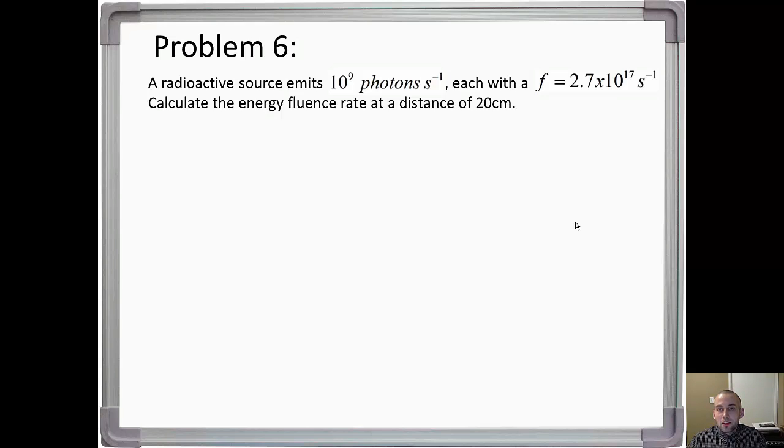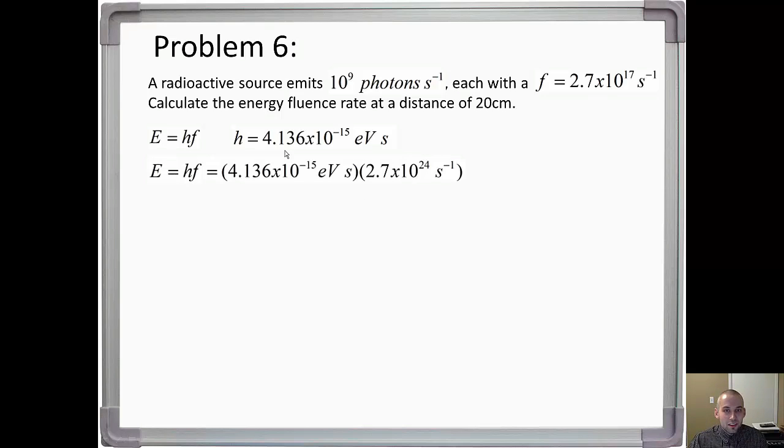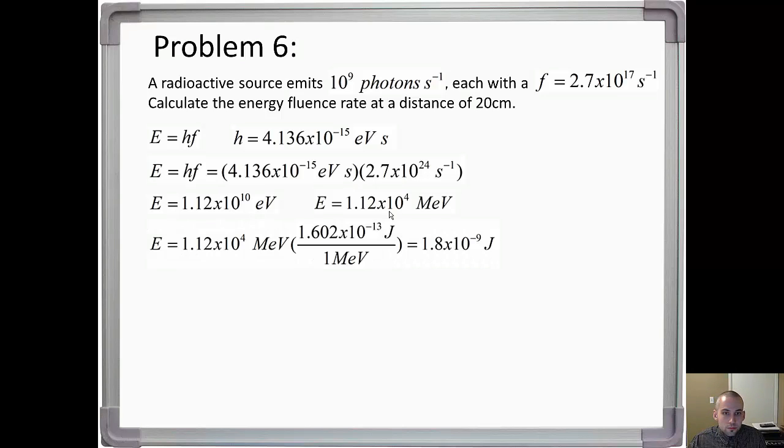Okay, so first we need to calculate the average energy. If you remember from the formula, energy is equal to Planck's constant times the frequency. You do not need to memorize Planck's constant. So let's perform that calculation. We get an answer of 1.12 times 10 to the 10 eV, but let's convert it to MeV because that's very common. So we get 1.12 times 10 to the 4 MeV. We'll go ahead and convert it to joules because energy fluence rate is often in joules.